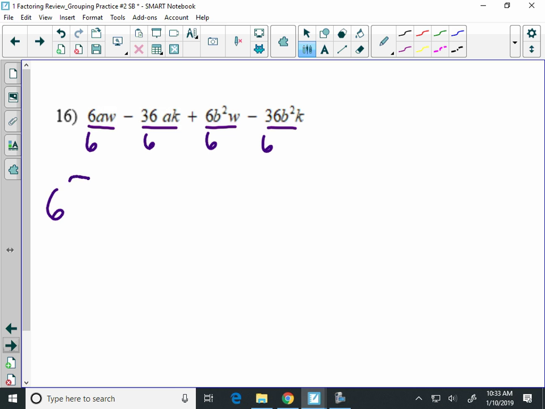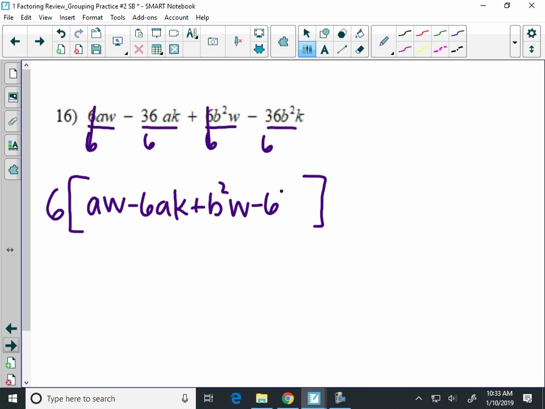So I'm going to pull out a GCF of 6, which here will give me aw minus 6ak. The 6 cancels off here again, so plus b squared w minus 6b squared k. So it looks really yucky. But it's going to work out okay. Leave the 6 in front. We're just going to group like usual.